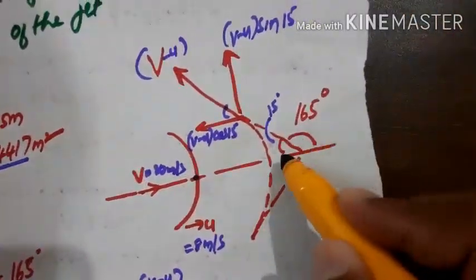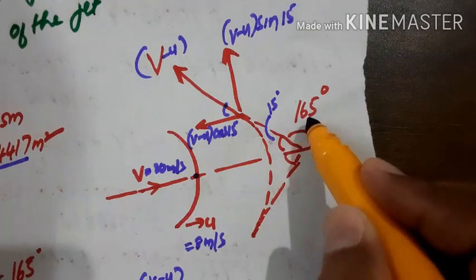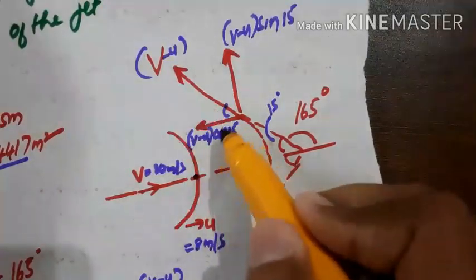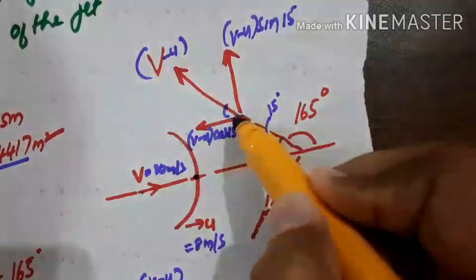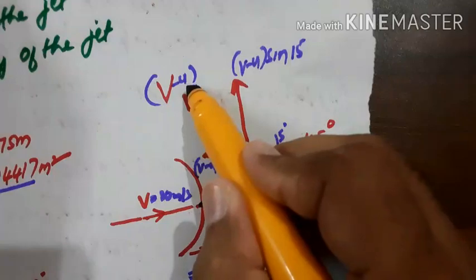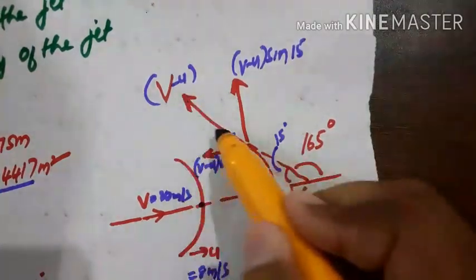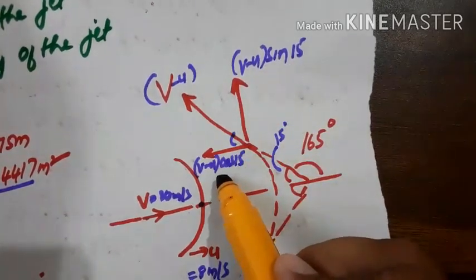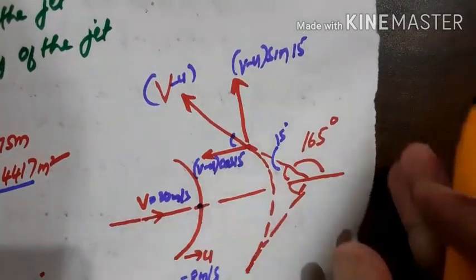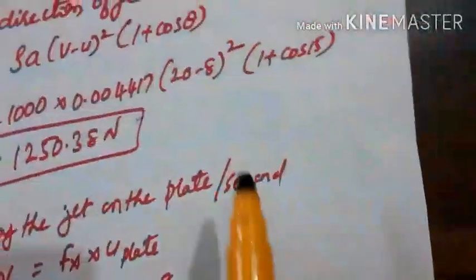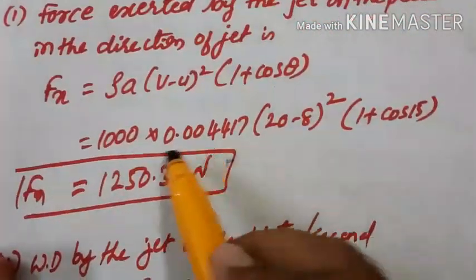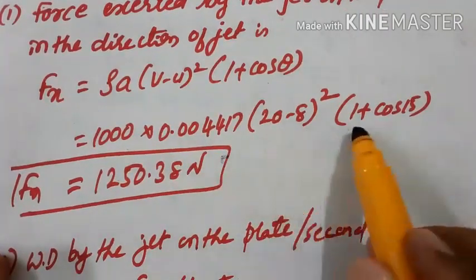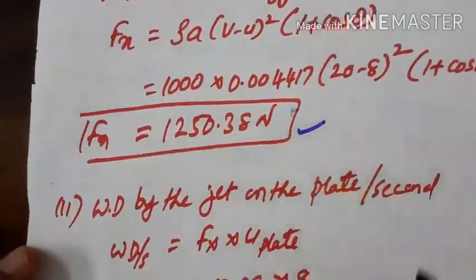So here the deflection angle is given. This is the total 180 degrees. 180 minus 165, we get 15 degrees. So this will become the exit angle, and the jet will be exiting at v minus u. And when you resolve this velocity, the vertical component becomes v minus u sine 15, and the horizontal component will become v minus u cos 15. Okay, then substitute the data here. So rho is the density of water, 1000, into area, then 20 minus 8 whole square, 1 plus cos 15, we get the answer, this one.